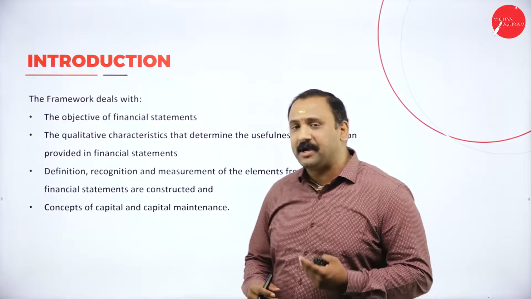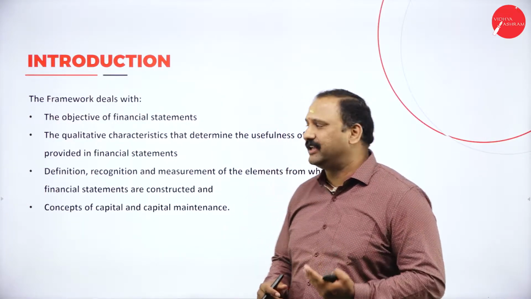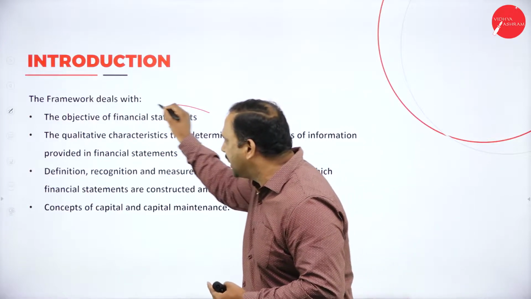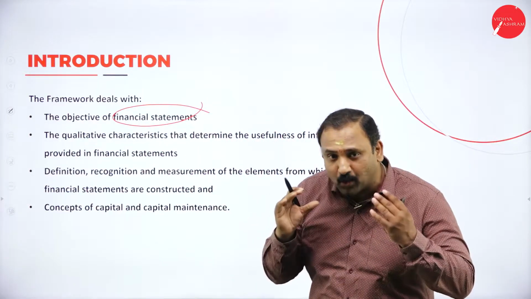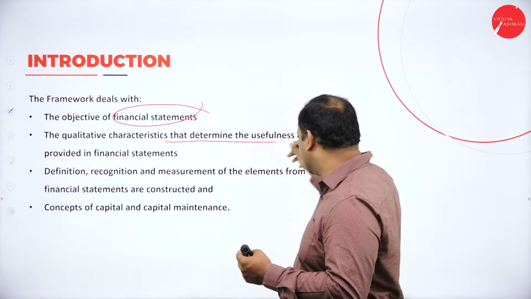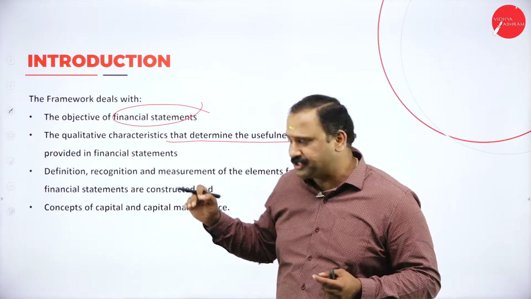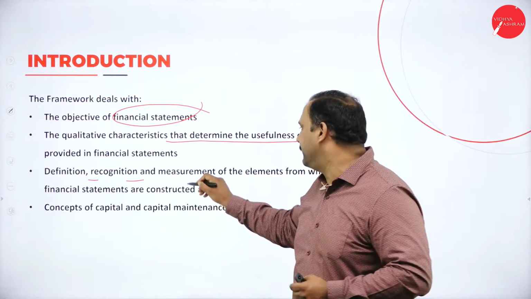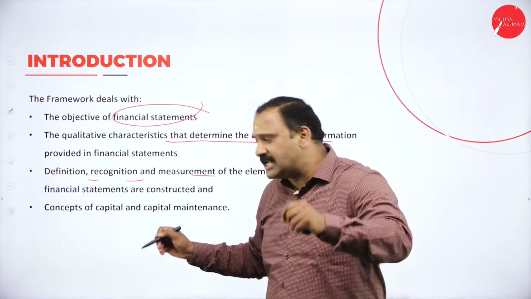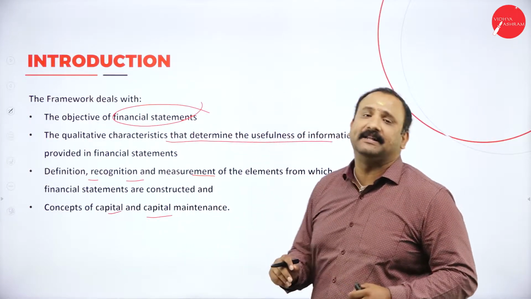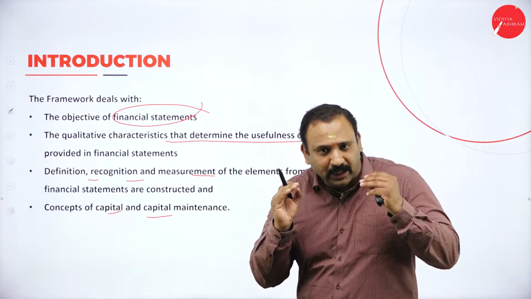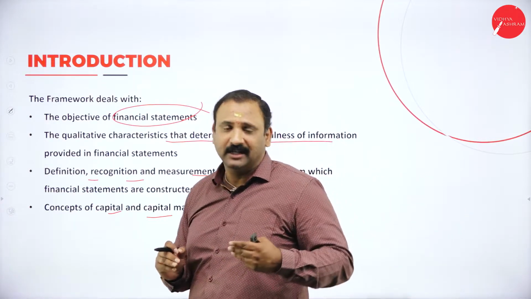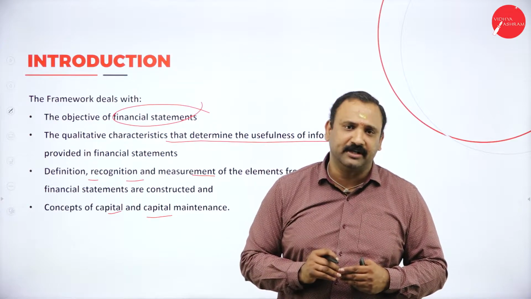Moving forward, let's try to understand the framework very clearly. The objective of the framework is to get a very good financial statement, that is in terms of the qualitative characteristics that determine the usefulness of information, followed by definition, recognition, measurement of the elements, concepts of capital and capital maintenance. Let's have a very close look into the objectives clearly before we start going forward in terms of the scope and the user information.